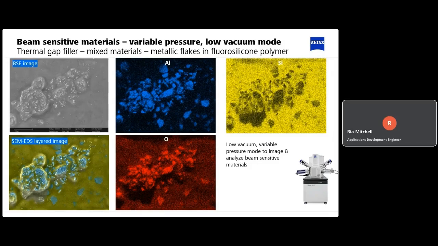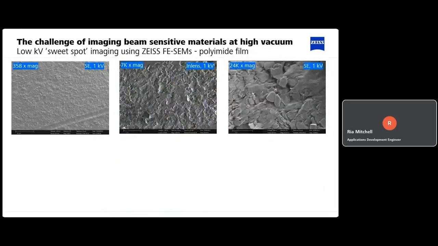Taking it a step further then and getting even more challenging, this is an example of an incredibly beam sensitive material. So this is the polyimide film. We want to ideally be able to image this at high vacuum because this allows us to get much better imaging because we don't have the interaction of the electron beam with air as we would have in low vacuum mode. So we want to make the most of the properties of the FE-SEM to image at high vacuum mode.